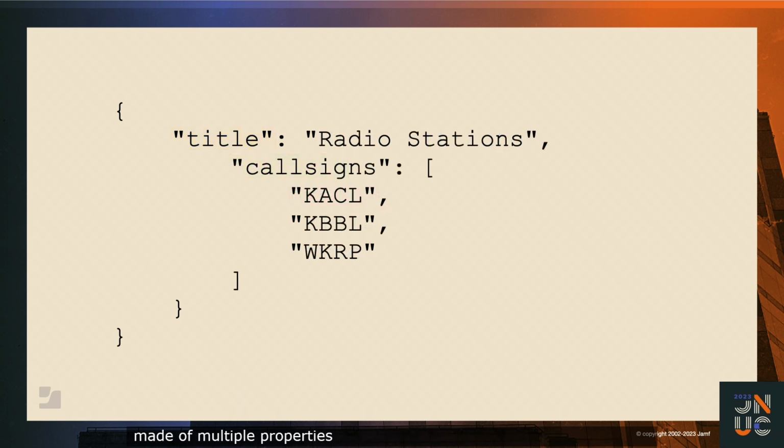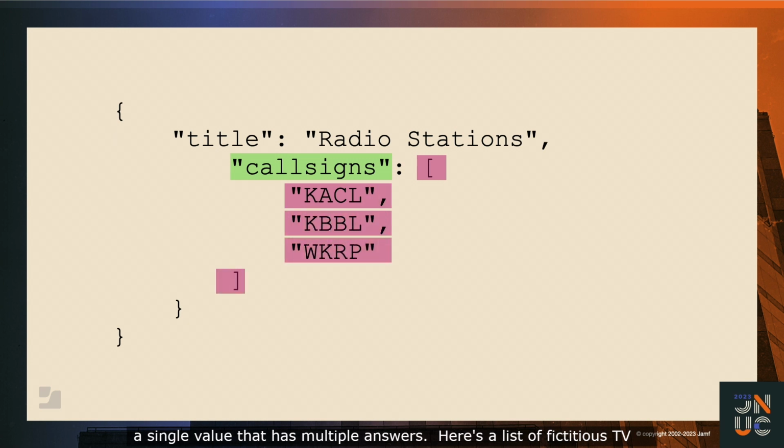And four, we'll see them coming in a more complex example, but square brackets hold arrays. An array is just a single value that has multiple answers. Here's a list of fictional radio stations in the United States. It has one property called call signs with a single value that lists three different call signs. And notice that each one of these items in the list is still separated by a comma. Those are the four rules for writing this JSON, and believe me, it's a lot easier to write them than it is to try to explain them to people.